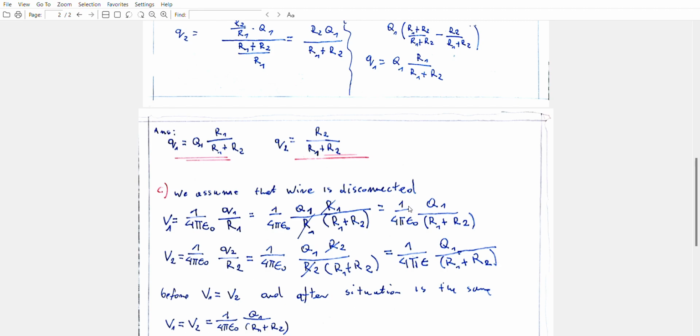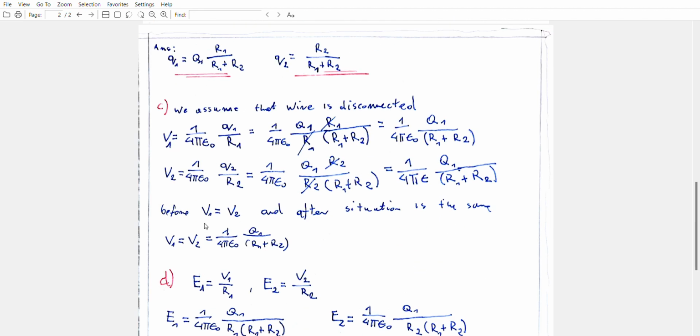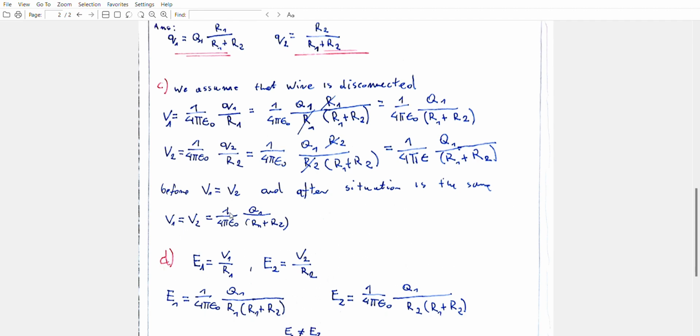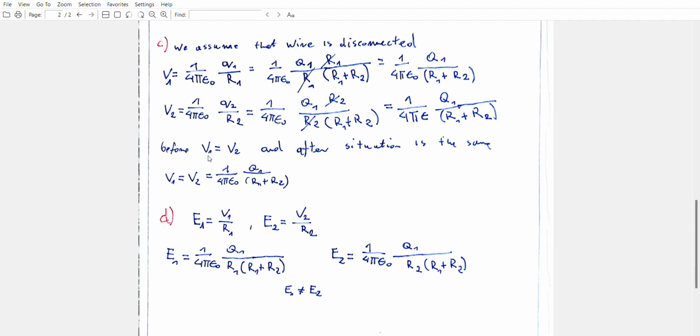I have a very interesting thing: if you compare these two expressions, they are exactly the same. The math shows that the potentials are equal. You already knew this condition, because when you connect two different potentials using a conducting wire, they have to be equal in the very end. This is what intuition can tell you immediately, but the math also shows it. And this is what I stated here.